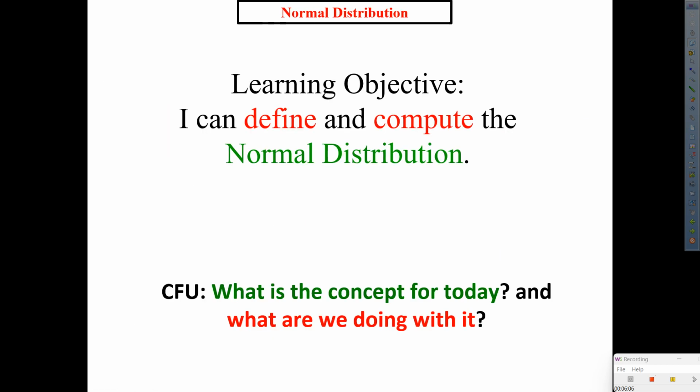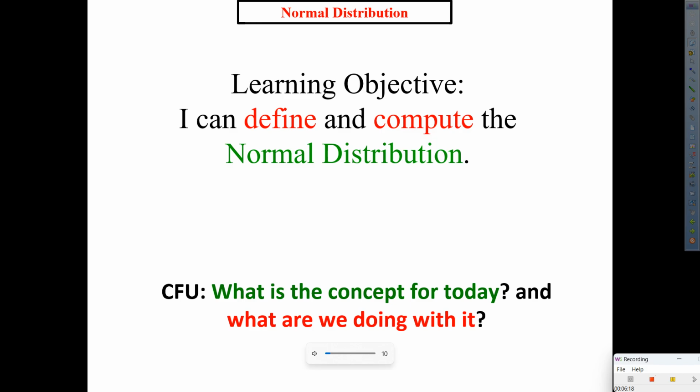All right, and get a Cornell note ready. We're moving on. Here we go. I can define and compute normal distribution. Tell your neighbor what normal distribution is. I hope you know, because if not, I'm going to send Aaron to slap people around.